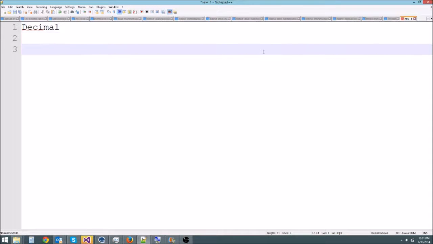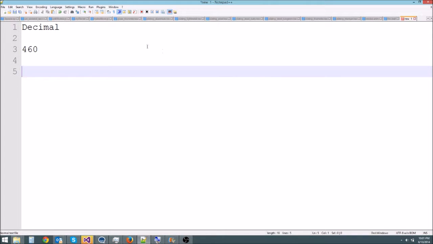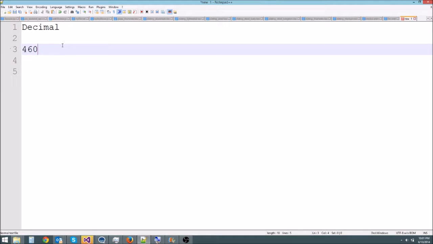So let's think of just an integer decimal number. How about 460? Now, when you see this number, you think 460. It's pretty obvious, but what exactly is this number? Let's try to arrive at the value of 460 in another way. Let's look at each digit individually. What are these digits actually, what's their value?